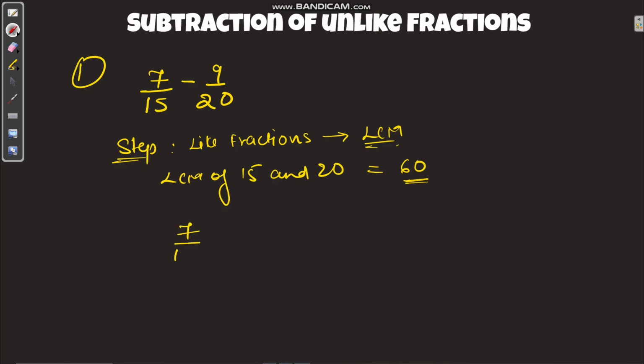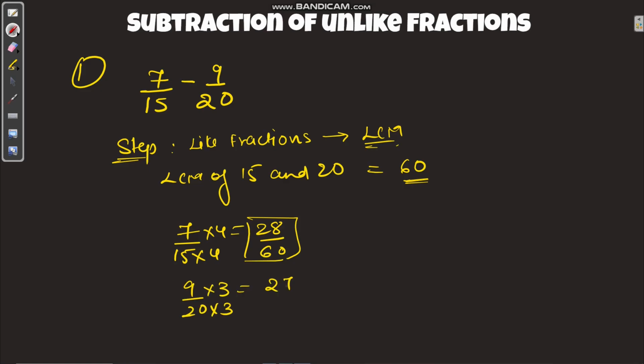Let's take the first fraction, 7 by 15. I need to convert 15 to my LCM, that is 60. That is times 4, times 4. That is 28 upon 60. So this is my first fraction. The second fraction is 9 by 20. This will be times 3, times 3. That will be 27 upon 60. This is my second fraction.